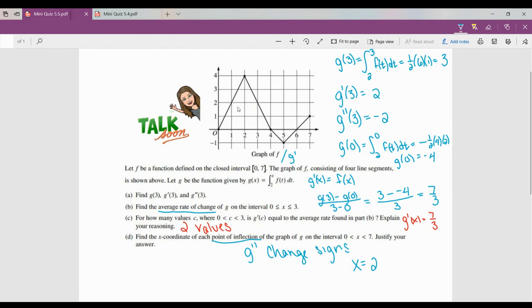And let's see, 4, nope, it goes from a negative slope to a negative slope. 5, it goes from a negative slope to a positive slope. So, x equals 5. All right, justify your answer because g double prime changes signs. And that's it.